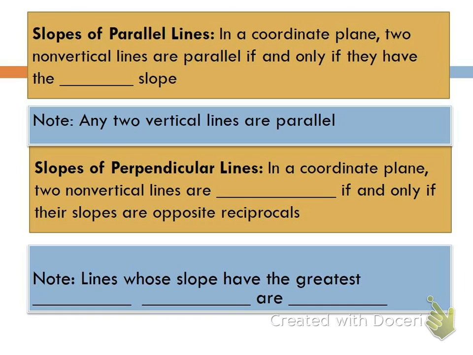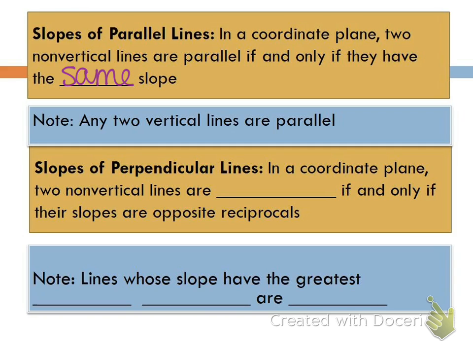Slopes of parallel lines in a coordinate plane. 2 non-vertical lines are parallel if and only if they have the same slope. Parallel lines must have the exact same slope. Any 2 vertical lines are parallel. Okay, any 2 vertical lines are going to be parallel. They would both have an undefined slope.